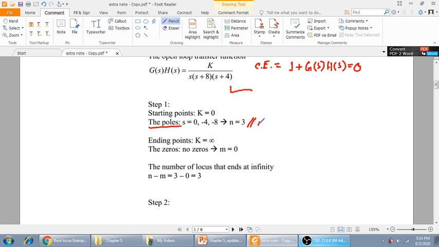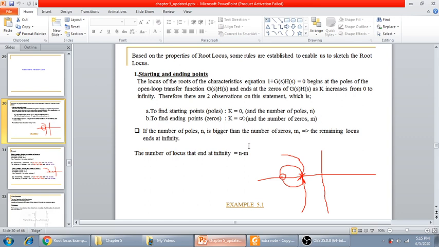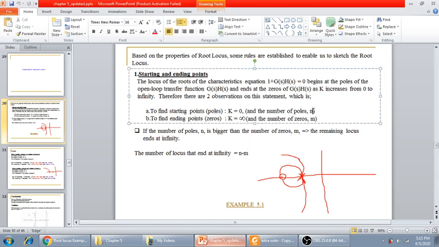So that's the reason we are mentioning n equals 3. n is the number of poles. You can write here n equals number of poles. If you want to check in the slide, we can see that we discussed n as the number of poles.